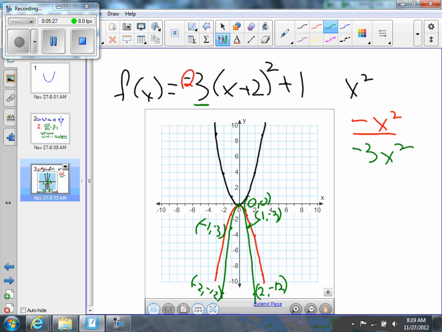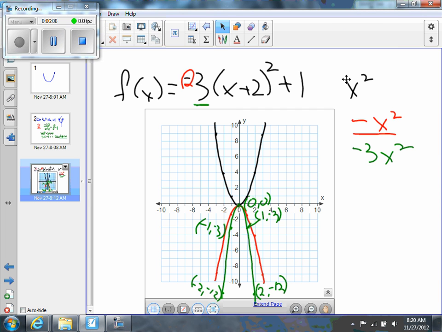If I was going to plot my 3, what would the y value of my 3 become? If I was going to plot that in the green, what would the y value of 3 become? -27. Because at 3, my value is -9, and I just take that -9 and multiply it by 3, I get -27. Okay, so we're good with that?